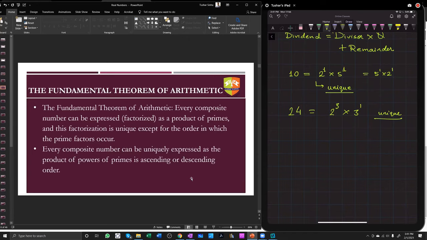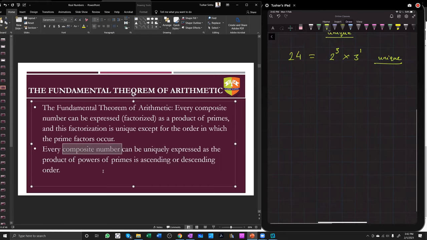Every composite number can be uniquely expressed as a product of powers of primes in ascending or descending order. So in another way, you can write it like that. See, it is talking about every composite number. For that matter, any positive integer can be expressed uniquely as a product of prime numbers, including prime numbers themselves. So for example, if you don't count 1, then 23 also can be written as 23 itself. So there is no product required here. So 23 is simply this. But yes, it doesn't make much sense for a prime number, because there is no product here.